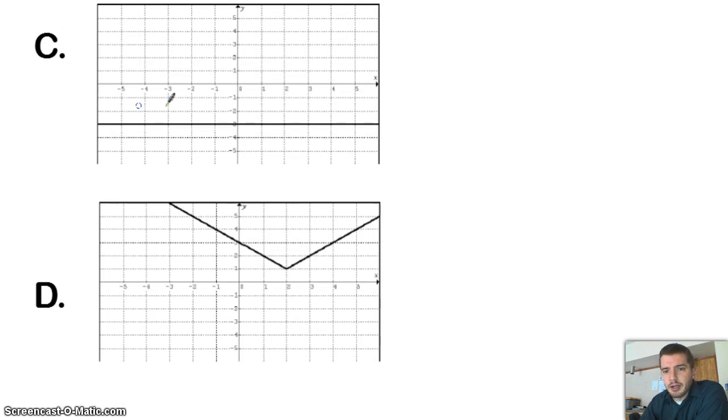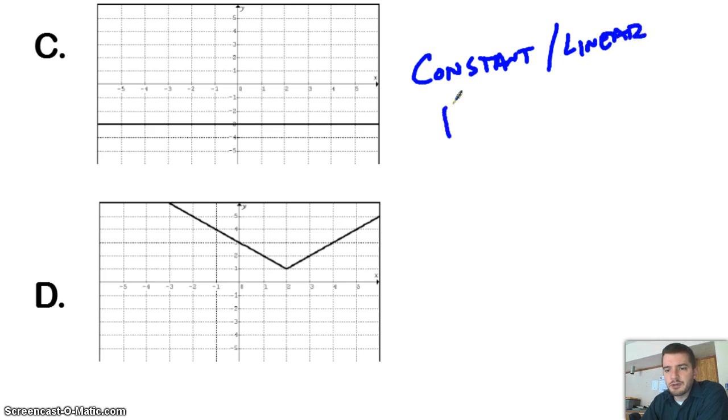Okay, next one. This will fit into the constant function. So this one is constant right here. I'll write constant / linear. And I want to identify this one too. Again, you see it's at -3, so f of x equals -3. And the last one, you see that this is a V, so that is going to be absolute value.